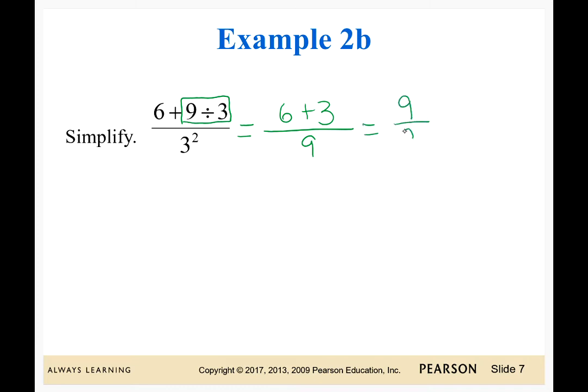So simplifying my numerator and denominator, I get a 9 in both. And the last thing you should do is that division. What is 9 divided by 9? That is 1. So there's my final answer of 1. It's a lot of work just to get the number 1.